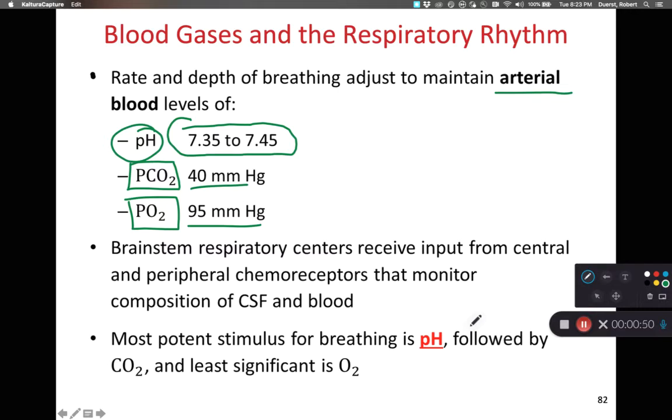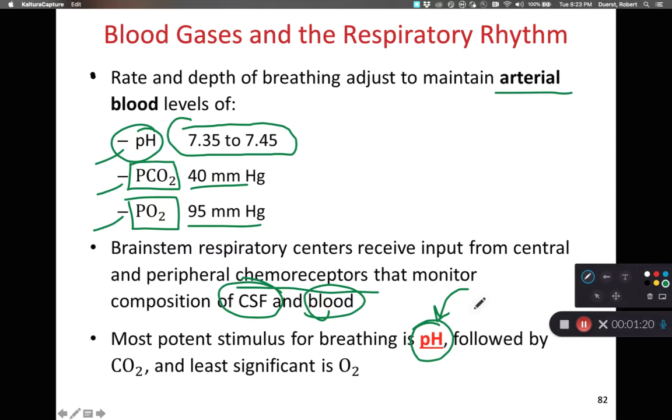To monitor these blood chemistry factors, pH, carbon dioxide, and oxygen, we have chemoreceptors within our bodies. We have chemoreceptors both within the peripheral nervous system and the central nervous system. They're going to monitor the chemistry of both the blood and the cerebral spinal fluid. And of all these three things, pH, CO2, and oxygen, the most potent stimulus to influence breathing is blood pH.